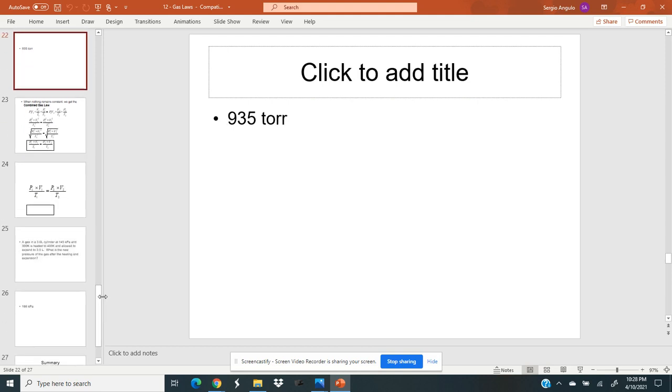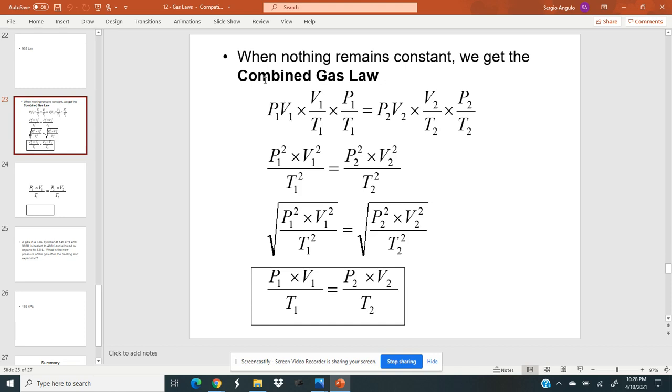Okay, the last gas law that we're going to be talking about is the combined gas law. And the combined gas law is when nothing is held constant. So in Boyle's law, we kept the temperature constant. In Charles' law, we kept the pressure constant. And in Gay-Lussac's law, we kept the volume constant. This one, nothing is constant. What do you do when nothing is constant? Well, you end up with another law that relates the pressure to the volume to the temperature.